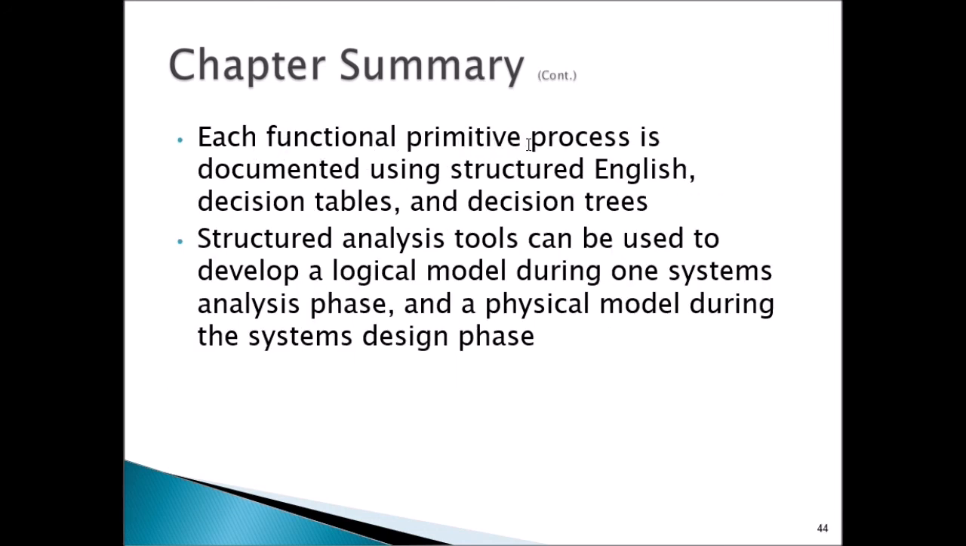Each functional primitive process is documented using structured English, decision tables, or trees. Structured analysis tools can be used to develop a logical model during the systems analysis phase and physical modeling during the systems design phase. And that's it for Chapter 5. We'll be moving on to Chapter 6 now.